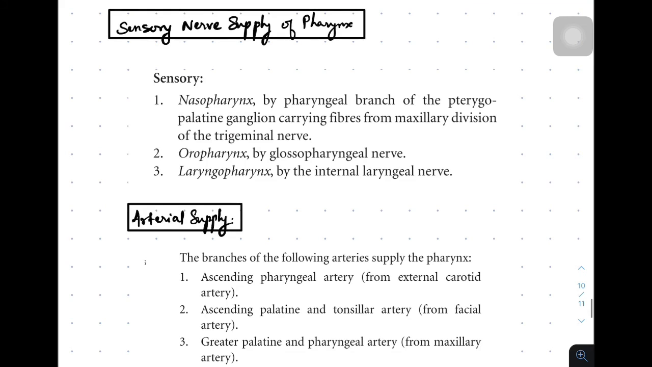Now we'll talk about the sensory supply of pharynx. Sensory nerve supply of the nasopharynx is by the pharyngeal branch of the pterygopalatine ganglion carrying fibers from the maxillary division of the trigeminal nerve. So nasopharynx is supplied by the 5th cranial nerve, oropharynx by glossopharyngeal nerve, the 9th cranial nerve, and laryngopharynx by the internal laryngeal nerve, the 10th cranial nerve.